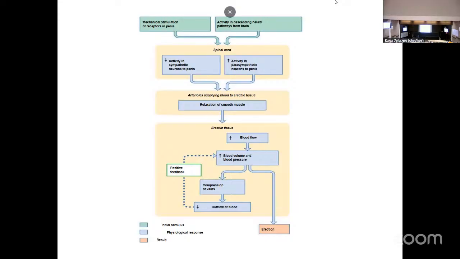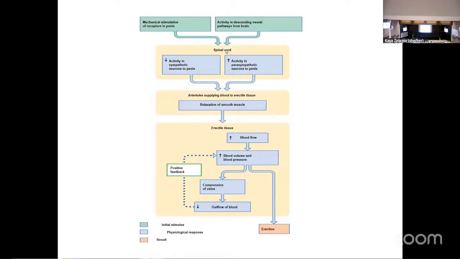All right. So what we're going to be looking at is to get to our spinal cord, which is what's going to be sending the signals directly to the tissues that we're interested in. We're going to have both that mechanical stimulation of receptors, usually in the penis, and those descending neural pathways from the brain, from any thoughts, sights, whatever, coming to the spinal cord. Okay. So what that's going to do in the spinal cord is we're going to start to toggle the activity of our sympathetic and parasympathetic nervous systems now.